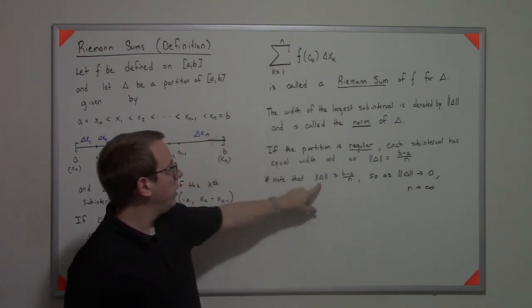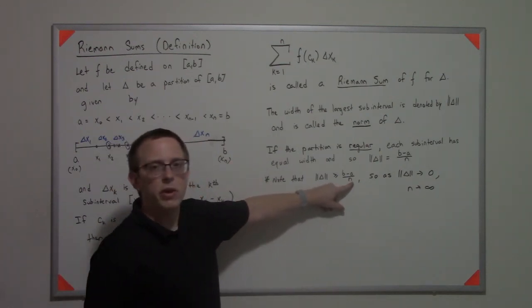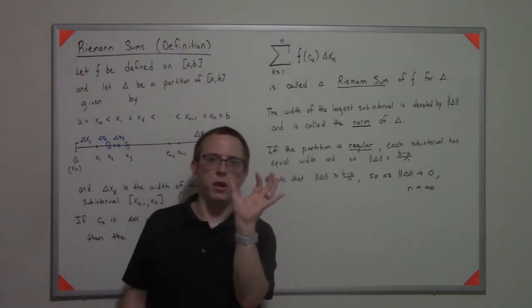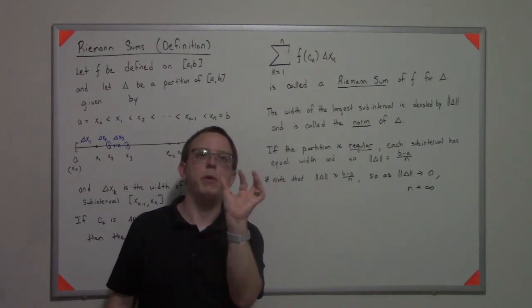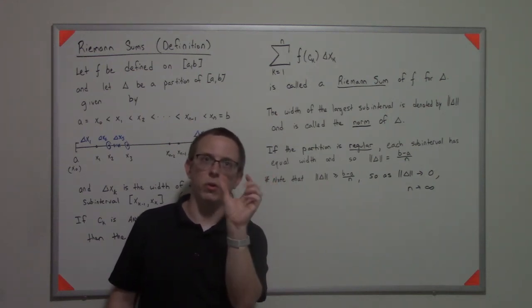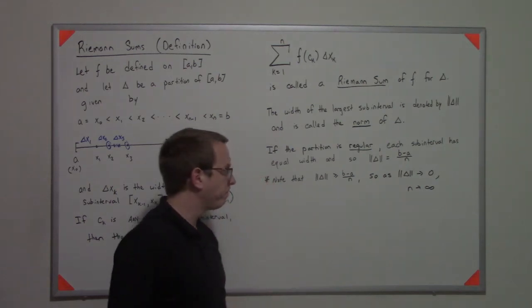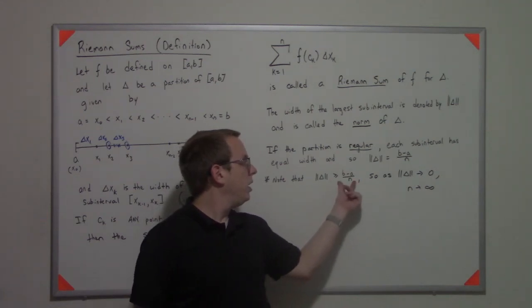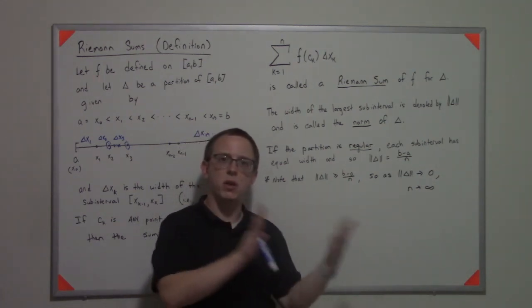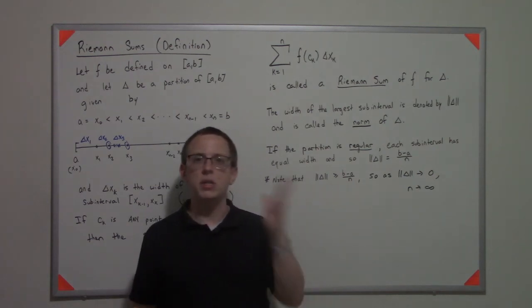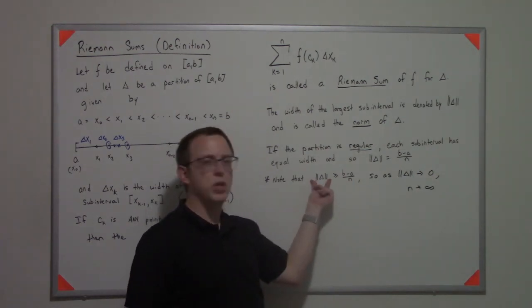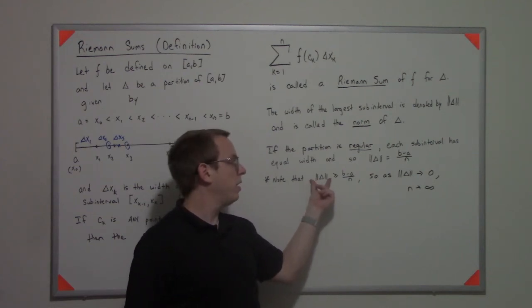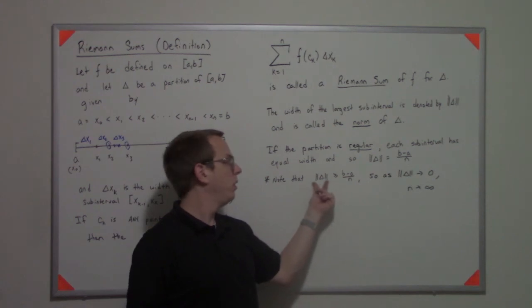Now, it's important to note that the width is always greater than or equal to this. This minimizes the width of the subintervals, or it minimizes that norm of delta. Because otherwise, if it's uneven, you'll have some pieces that are smaller than this and some pieces that are larger than this. So since the norm always keys on the larger piece, you just can't get around it. So this is kind of a lower bound for this value.